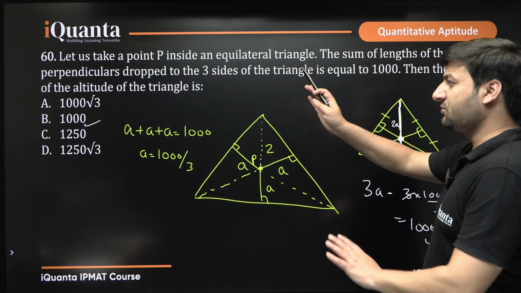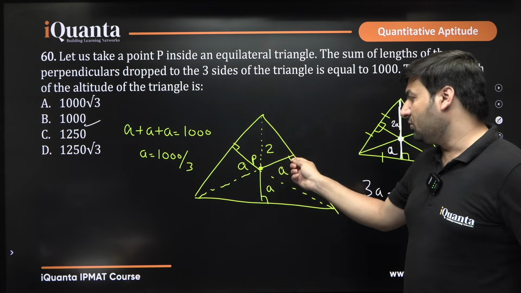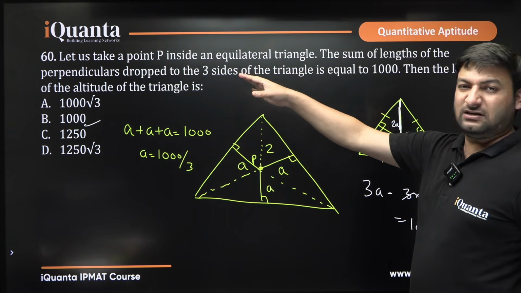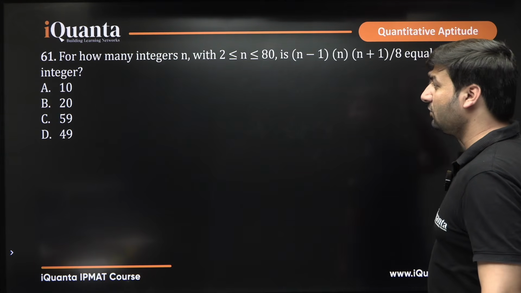In such questions you should take a case which is easy for you. Do not distort the figure, do not take the point here and there, because it says that the point can be taken anywhere on the equilateral triangle, so you can take it at the center. I hope that is clear.